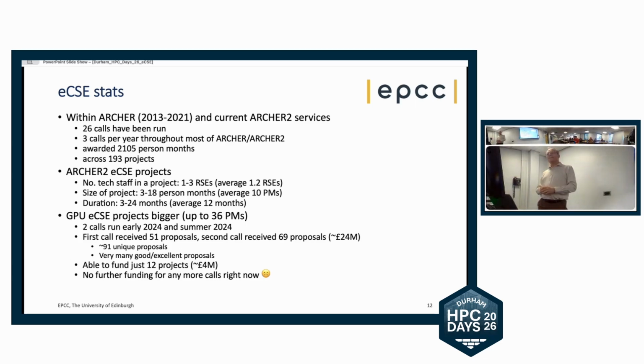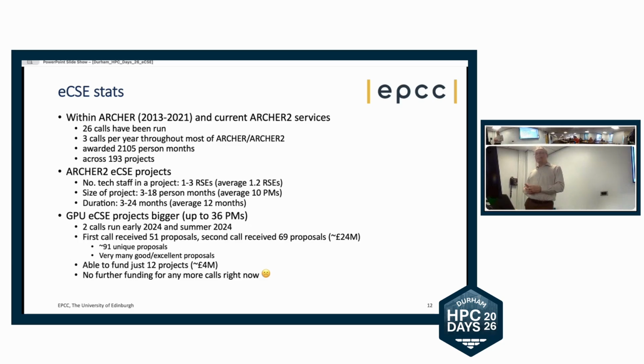So just looking at the size of an individual project, the number of technical staff in an individual project is typically between 1 and 3. So you have quite a lot of projects where there's just one RSE working on it, and then you might have a few where you might have 2 people, somebody from the local team and somebody from the CSE team, and then occasionally we may have some where there's 3 people. I think in the early days we may have had 1 or 2 projects that had 4, but typically 1 to 3, and the average is about 1.2. So you can say it's biased quite a lot towards the 1.